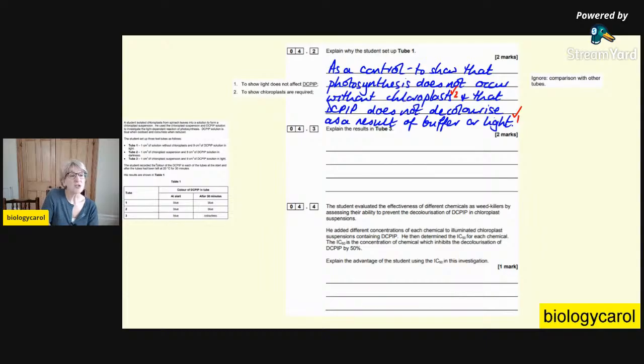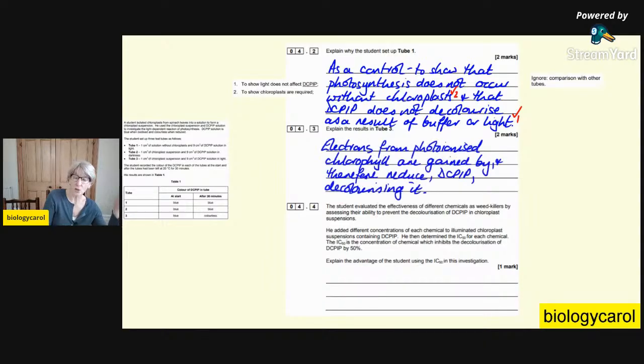Explain the results in tube 3. Okay, so why does the DCPIP decolorize? Well, that is because the electrons from the chlorophyll are being gained by the DCPIP rather than going down the electron transport chain. And therefore, the DCPIP is being reduced rather than that first protein in the electron transport chain, and DCPIP decolorizes when it's reduced.